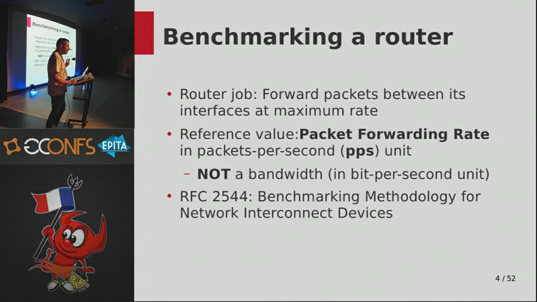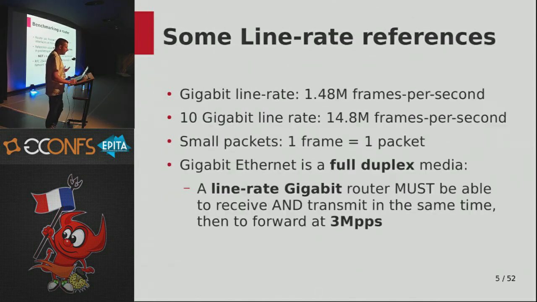Second, there is an RFC explaining the methodology for benchmarking routers correctly. I try to follow this RFC, but not perfectly, and I will explain why later. Now that we agree about the units, you need to understand some reference values. On a gigabit interface, the maximum line rate is 1.48 million frames per second. We use the term frame because frame is for the Ethernet layer and packet is just for the IP layer. But in all my benchmarks, I'm using small packets, and one packet is one frame, so I will use the term packets per second.